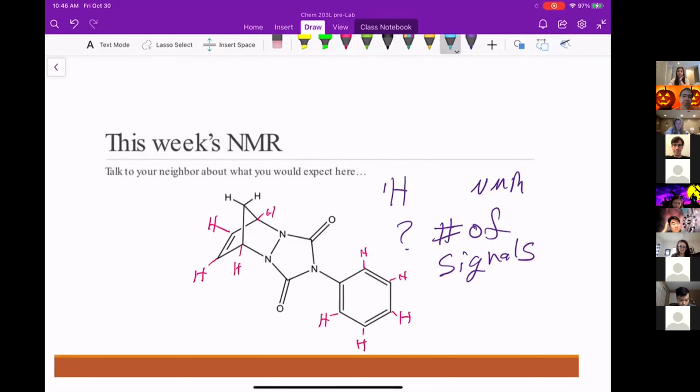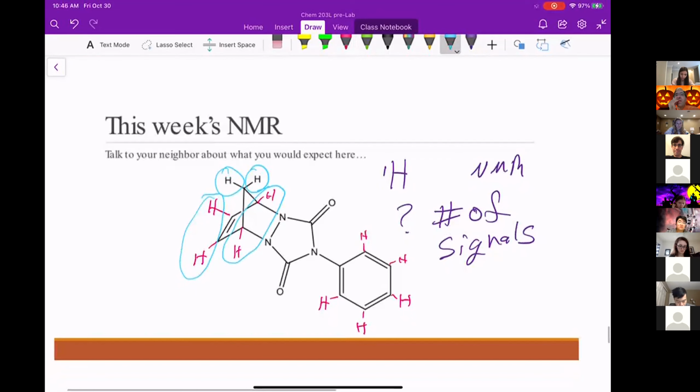Let me show you why. I think that these two are probably going to appear as a single group because everything's symmetric on the other side of the molecule. I also, as a result, think that these two are going to be a single group. And then, however, I've got one of these over a double bond and one not. So that gets me 4 signals right there.